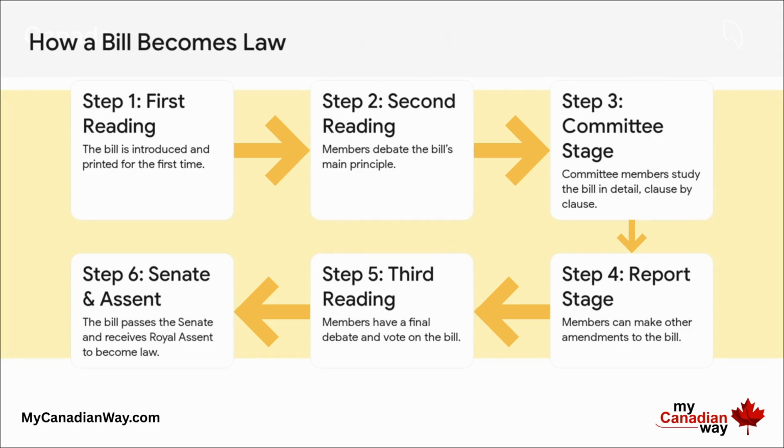First, in Step 1, the bill is introduced in the House of Commons. Then, in Step 2, the members of Parliament discuss the main idea of the bill. After that, in Step 3, a smaller group studies the bill very, very carefully. In Step 4, they can suggest changes. Next, in Step 5, all the MPs debate it one more time and then they vote. If it passes, it goes to Step 6, the Senate. The Senate does a similar review, and if they approve it too, we get to the final step, Step 7, royal assent. That's when the Governor General, who represents the King, signs the bill. And just like that, it's officially a Canadian law.